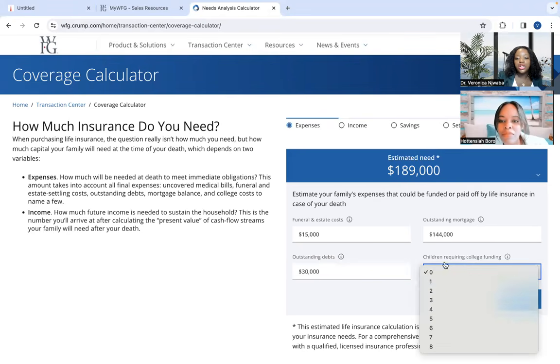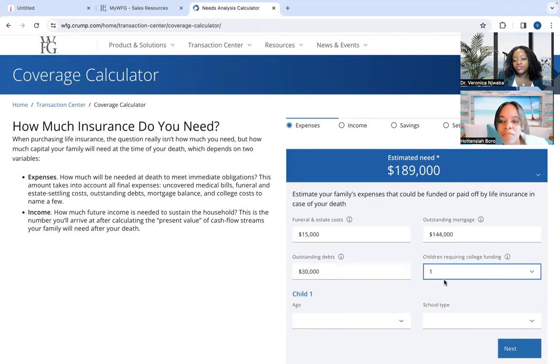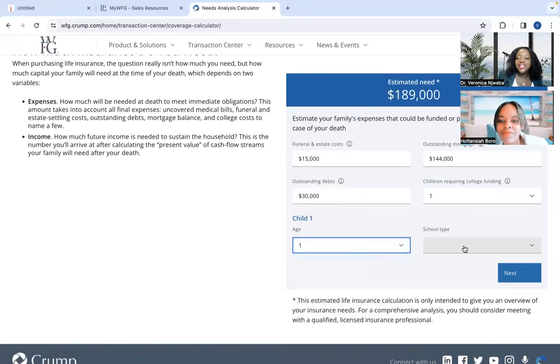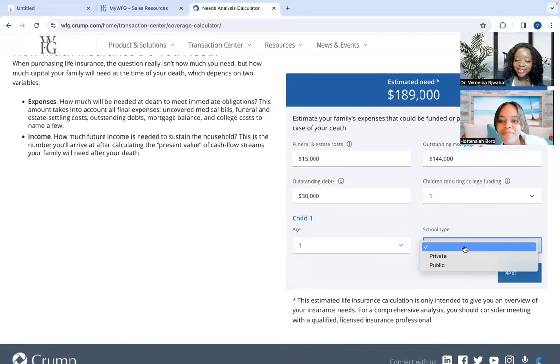No. All right. So in the number of children requiring college funding, you have a baby. So it's a 0-year-old, but up one. So when she goes to college, maybe this is something you've not even thought of, but would you want them to go to a private college or public college? Private. Private? Okay, I like that.